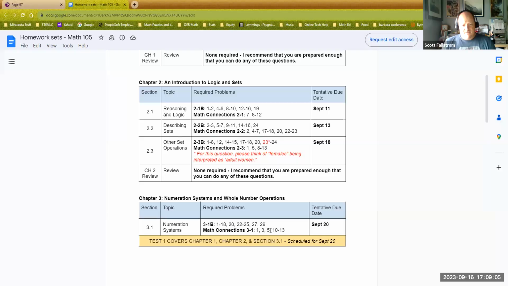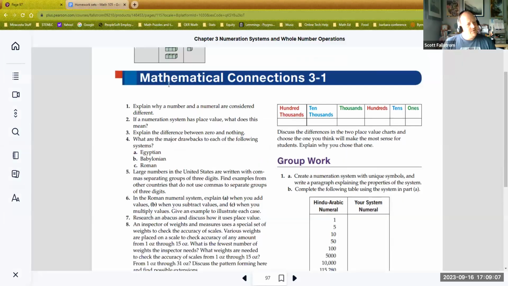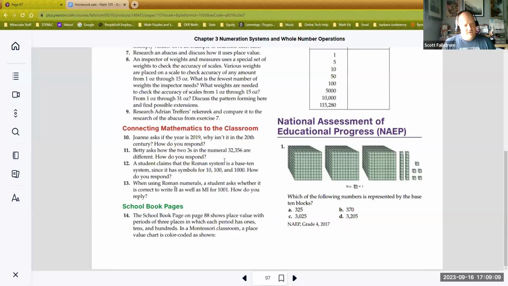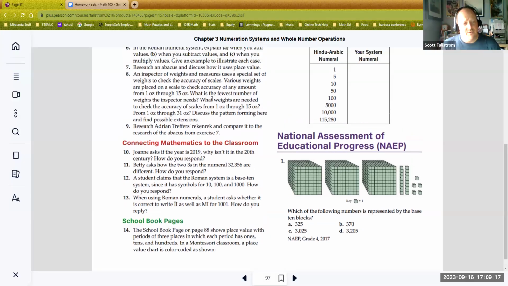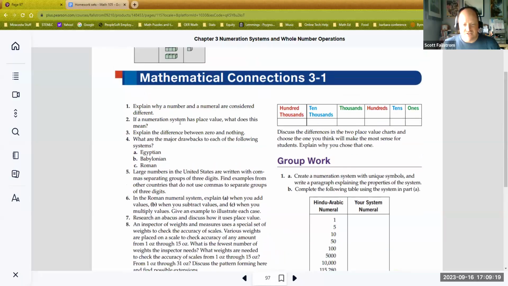Math connections out of 3.1. 3.1 has a 1, a 3, a 5, and then 10 through 13. You might notice a trend here. I love connecting math to the classroom. When students come to you with questions, that's where you have a chance to shine. So you're going to get a lot of those. You'll get a few of the other ones, which are kind of just general connections to what we've done.